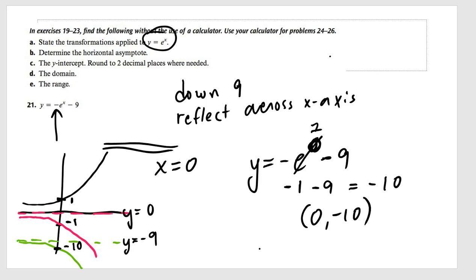So what is my domain? Well, my domain is as far left to as far right as possible. So you can see that my domain hasn't changed. It's still going to be negative infinity to positive infinity. My range has changed. The basic function range is from 0 to infinity, not including 0. Now, when I reflect it and move it down 9, my range is going to be from negative infinity to negative 9, and it's not going to include negative 9.